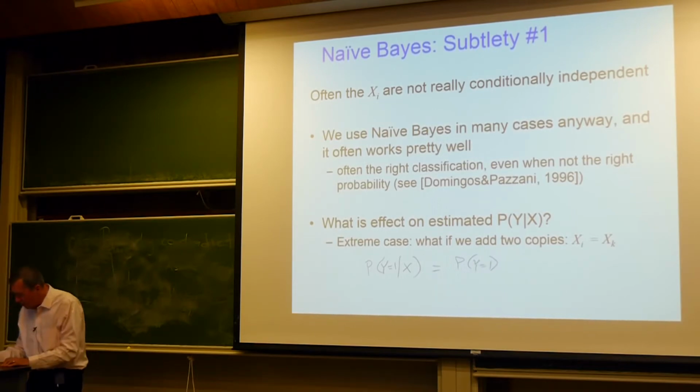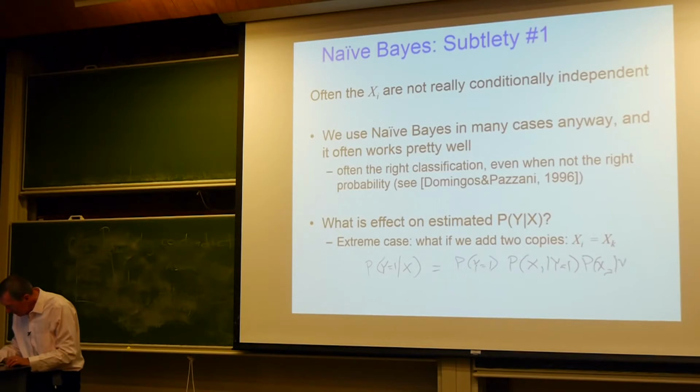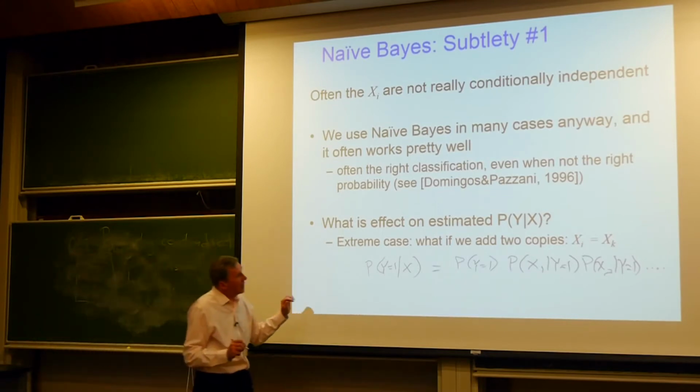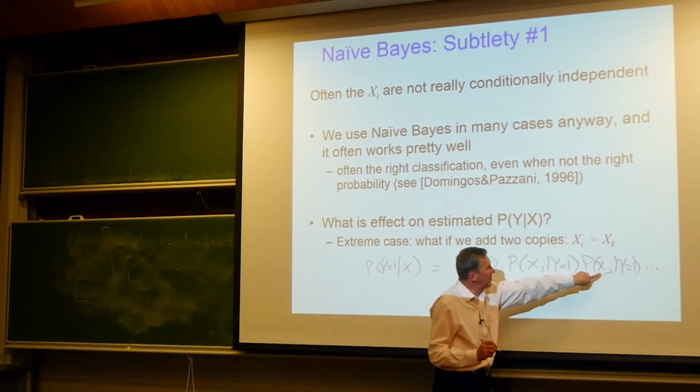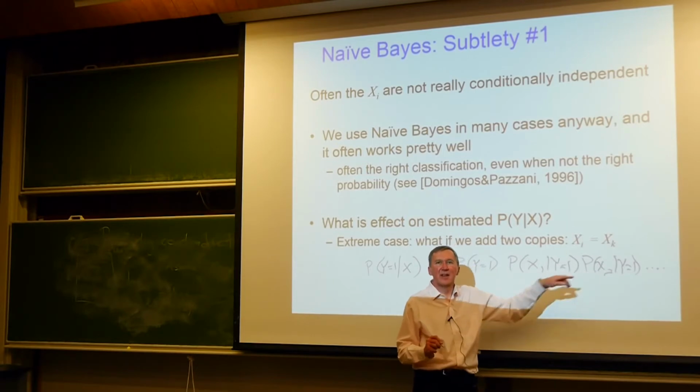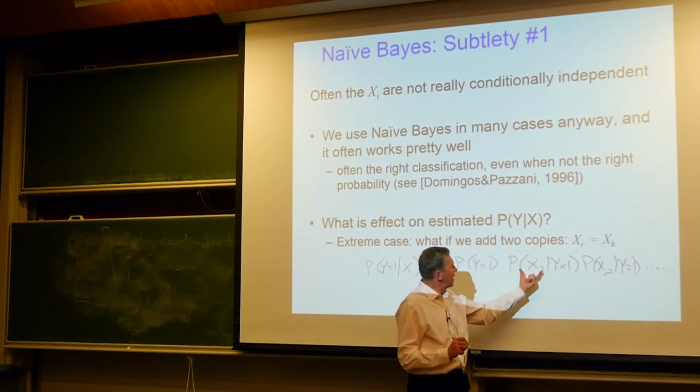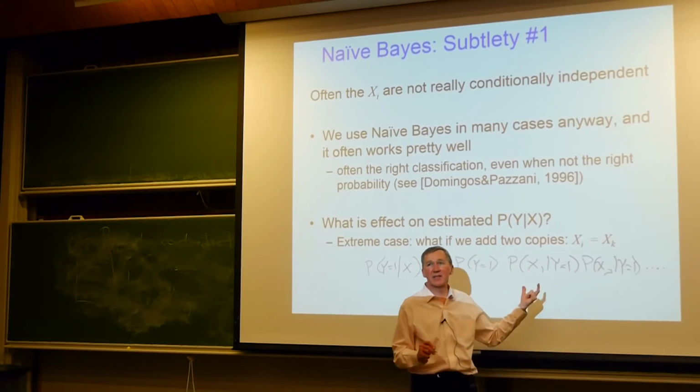Say the probability that y equals 1 given x. If x1 and x2 are actually copies of each other, what I'm going to end up doing incorrectly is using that probability twice.